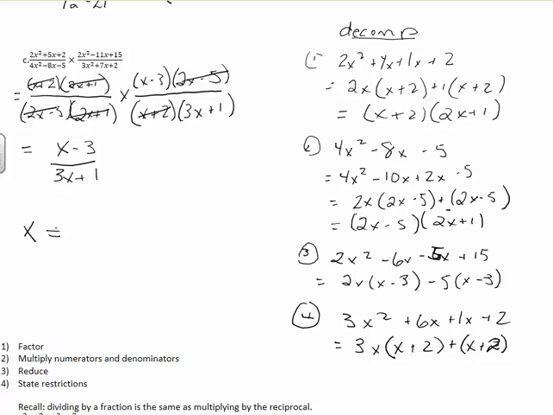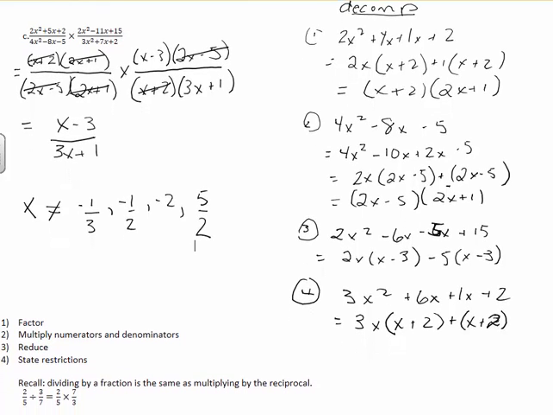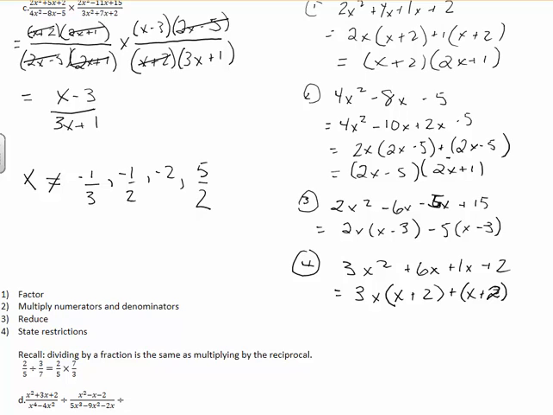Our very last step would be to state all of our restrictions. So first one, negative 1/3, negative 1/2, negative 2, and positive 5/2. At this time, I'll lower the screen and then you can see the steps that we just went through. You always want to factor first, multiply numerators and denominators together, reduce or cancel out, and then of course state your restrictions.